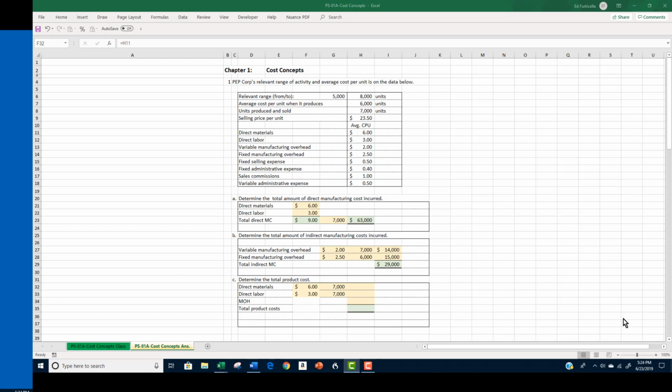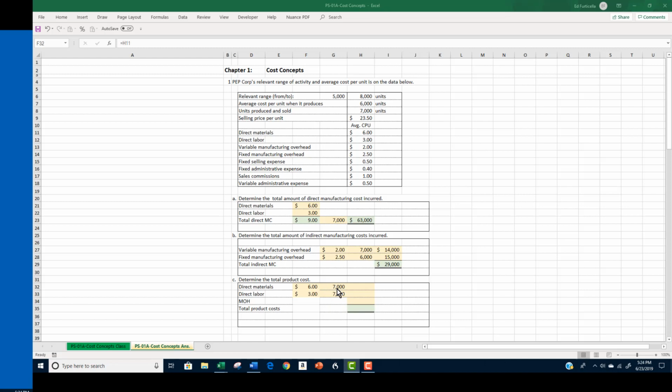Question C asks that we determine the total product cost. The concept to be underlined is total product cost. Total product cost is the sum of direct material, direct labor, and manufacturing overhead. To get the total cost of each, we multiply the per unit amount by the units produced.